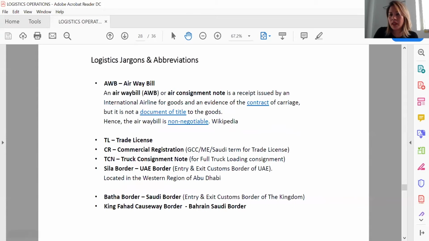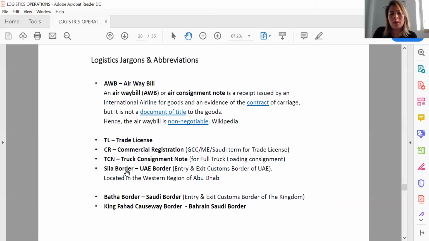So how do we operate as a business here in Dubai and globally, internationally? You or the company should have a trade license. Without a trade license, you cannot run, right? So trade license is important. CR, commercial registration. This is for Saudi Arabia, but basically this is also a trade license. What is TCN? You will see this. TCN, it's truck consignment note. Truck consignment note for land freight, airway bill for air freight, and bill of lading for sea freight.